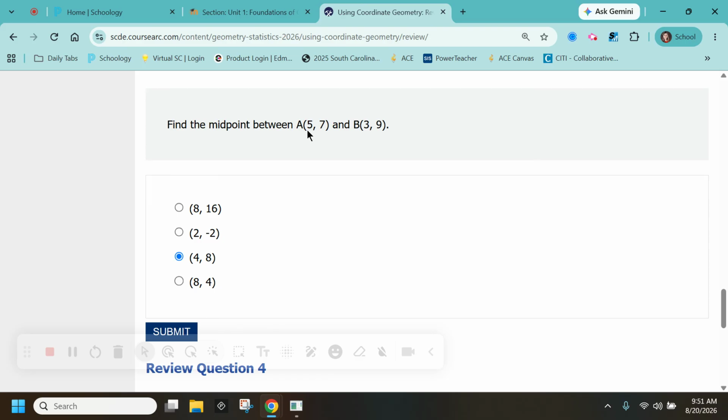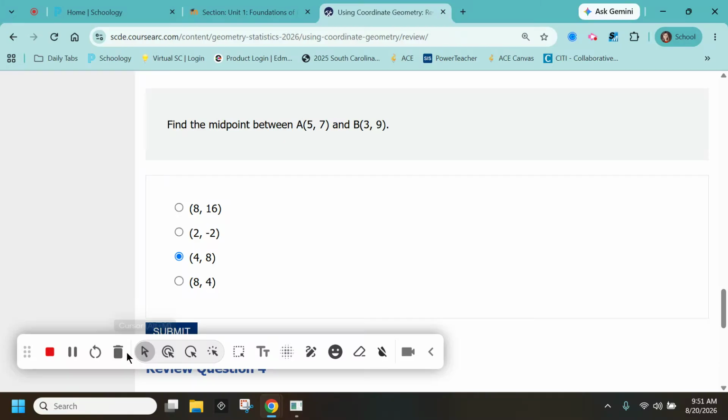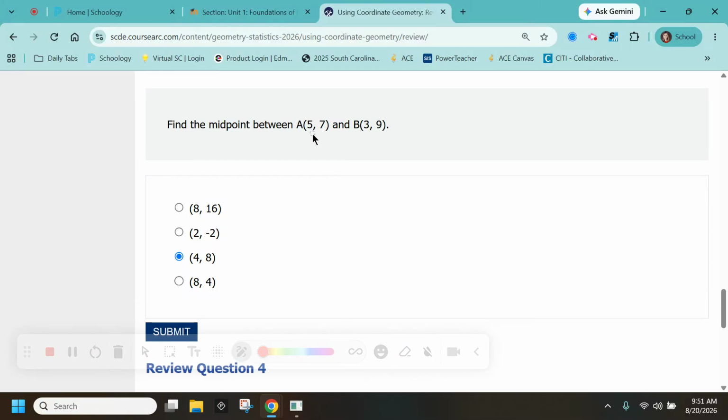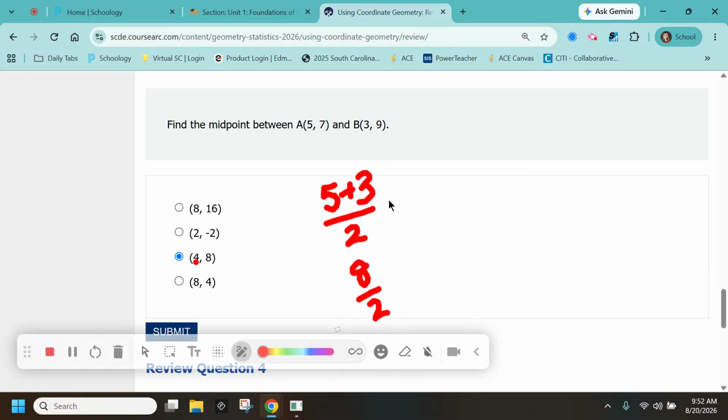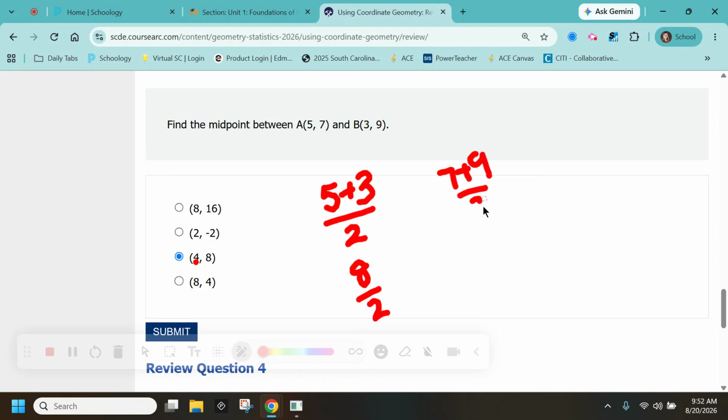Question 3, find the midpoint between A and B. So remember, you are taking the average of the x coordinates, so 5 plus 3, and the average of that, so we would divide by 2. 5 plus 3 is 8. 8 divided by 2 is 4. And then the average of the y, so 7 plus 9 divided by 2, 16 divided by 2 gives us 8.